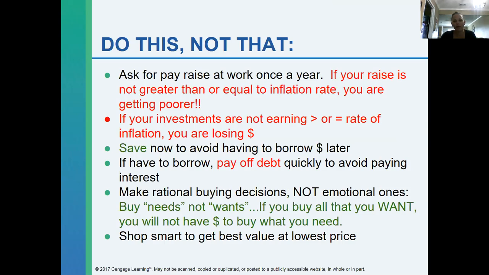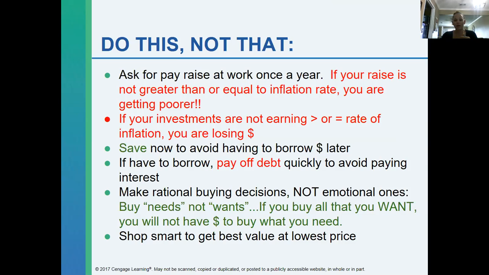You should ask for a pay raise at work once a year. If your raise is not greater than or equal to the inflation rate, then you are getting poorer. If your investments are not earning greater than or equal to the inflation rate, you are losing money.